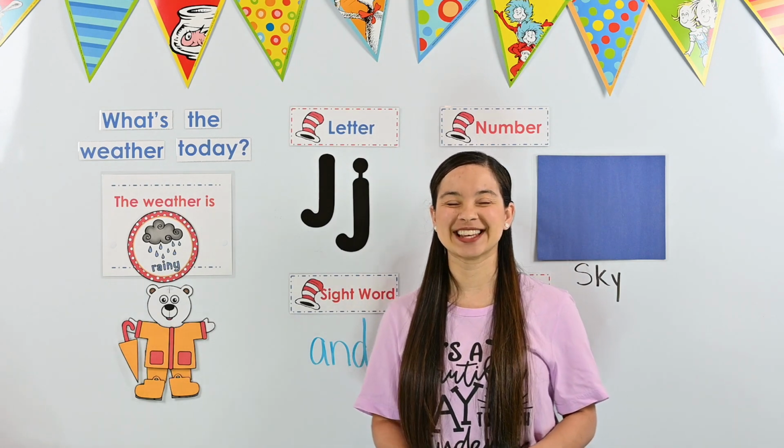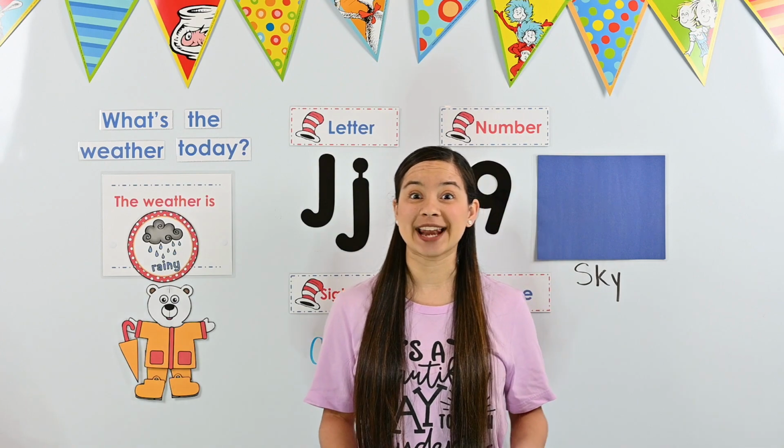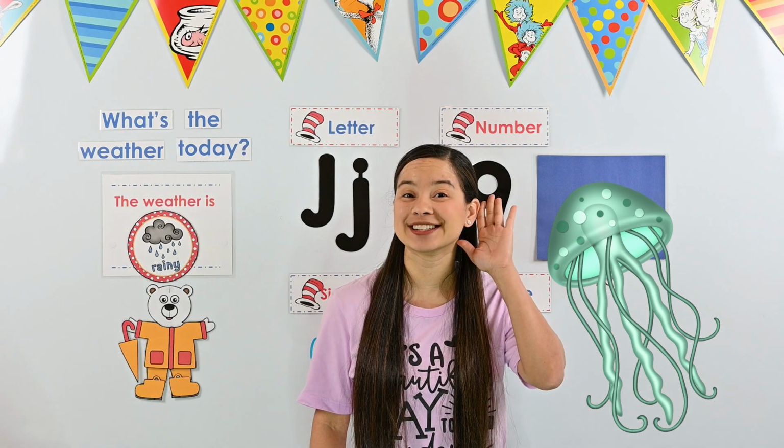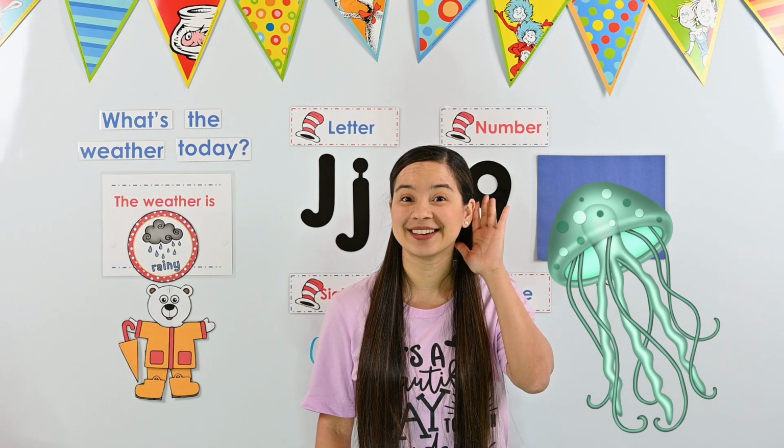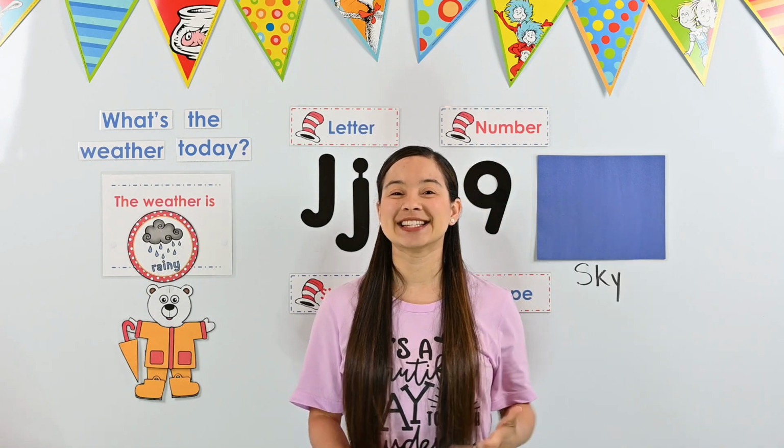Perfect. Yesterday, we looked at a jellyfish. We know that jellyfish starts with the letter J because we hear the J sound at the beginning. Listen, jellyfish. Did you hear the J sound? Good. Today, we're going to focus on our uppercase J and our lowercase j.